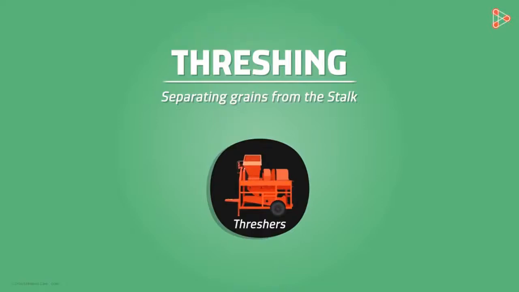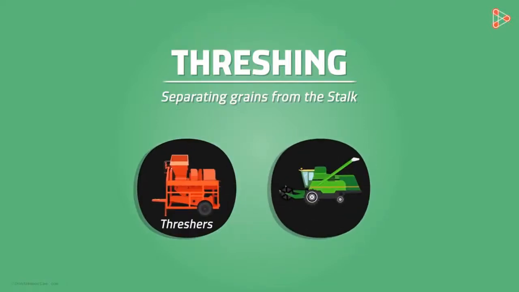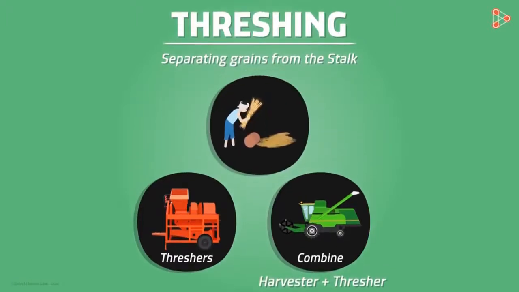In certain cases, farmers use a combination of harvester and thresher, a machine called a combine. The machinery can carry out the process of harvesting and threshing together. Threshing is usually the beating of stalks on a surface that separates the grains from the stalks.